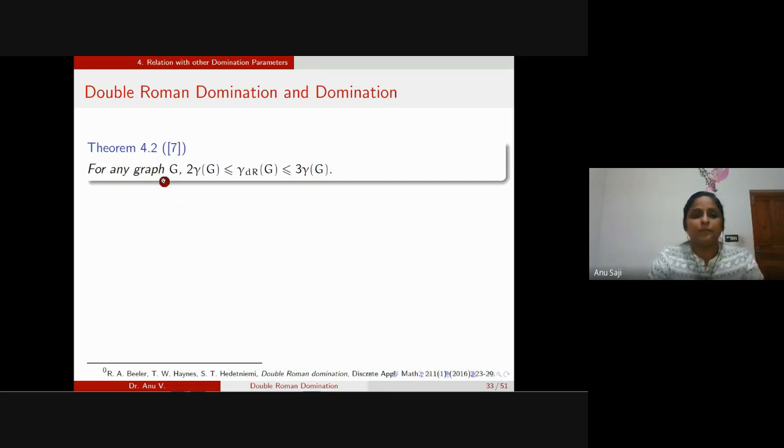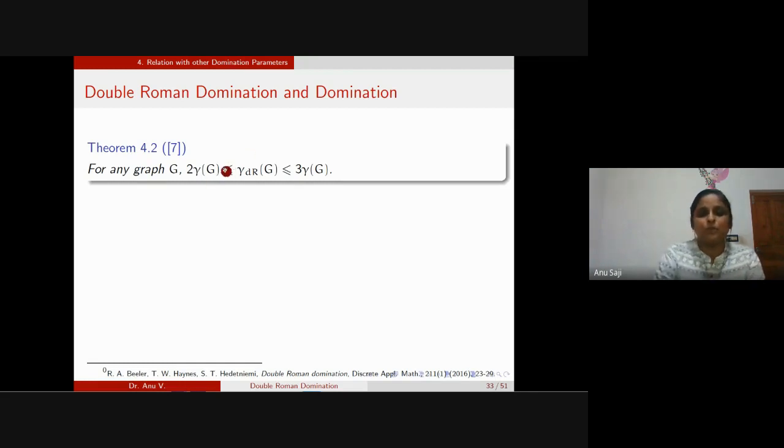Another relation between double Roman domination and domination. For any graph G, 2γ(G) ≤ γ_dR(G) ≤ 3γ(G). This upper bound is very trivial because we take any dominating set and give the value 3 to each vertex in the dominating set, so that γ_dR(G) will be equal to 3γ(G).